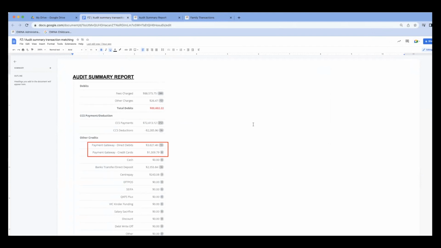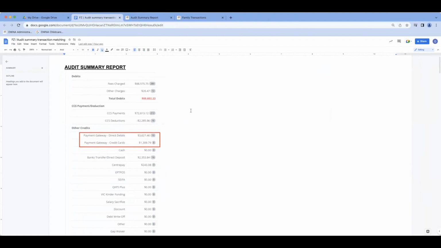Okay, all right. So what I'll show you is I've done a screenshot. This is a center, but I have hidden, obviously, the names. When you run your summary report, and again, I'll just backtrack a little bit. This is the process I generally tell centers when they call up and say, look, I've got this much in my bank account. I don't know what it is. I want to match it back to my figures in OWNA.